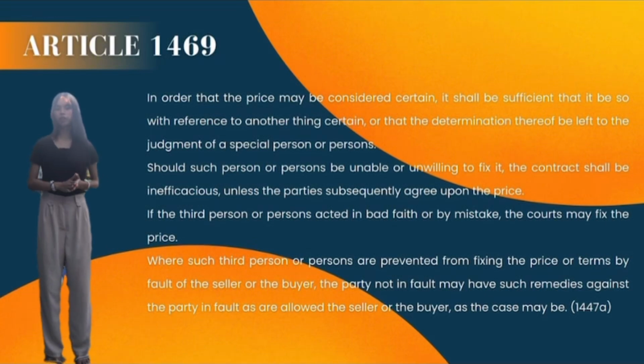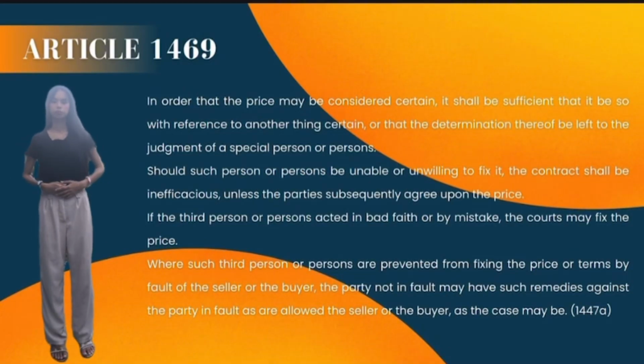This is perfectly valid. However, there's a catch. What happens if the designated third person is unable or unwilling to set the price? In that case, the law says that the contract becomes inefficacious, meaning it has no legal effect, unless the buyer and seller get together and agree on a price themselves. Furthermore, the law anticipates potential issues with the third party's valuation. If the third person acts in bad faith or makes a clear mistake in setting the price, the court can step in and fix a fair price.